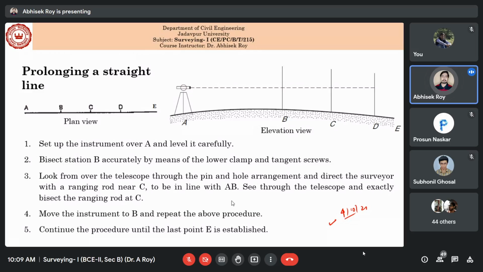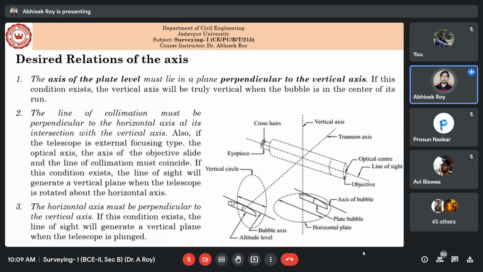There are certain other kinds of errors also. So we will discuss what are the types of errors that are involved while taking measurements with the help of the theodolite. That we will discuss today. Now before going into that part, that means what are the different types of errors, we have to know what is the exact condition that a theodolite should satisfy. That means what is the desired relation of different axes of the theodolite.